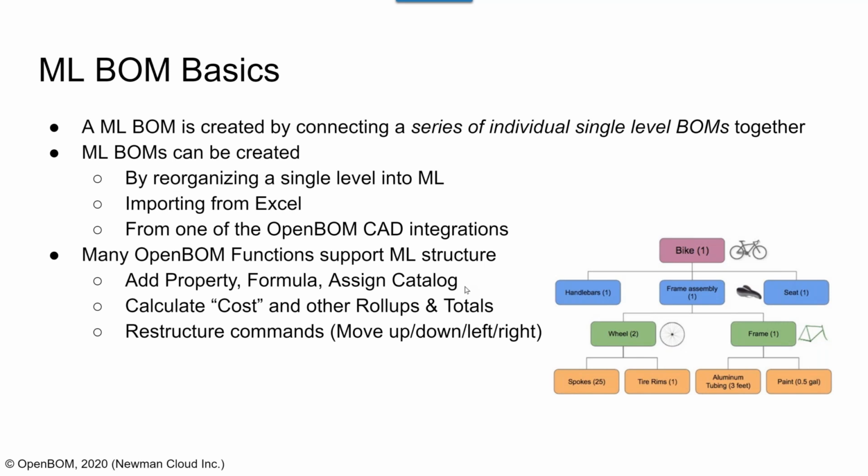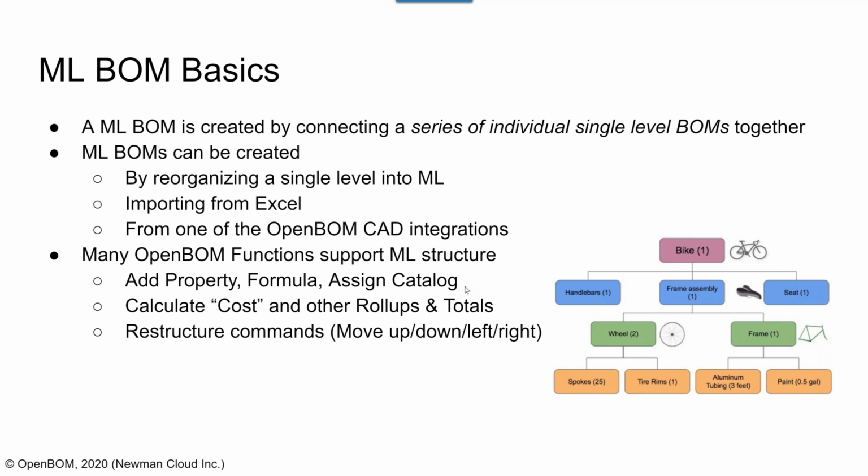So many OpenBOM functions are available in the multi-level structure. And as a matter of fact, some of them have some specific behaviors that we're going to look at today. Add property, the formula, and assigning catalogs are all operations in OpenBOM that have a multi-level component to it. We'll dive into that a little bit more, but for example, when I add a property or a formula, I have the choice of applying it to just the level that I'm at, or perhaps all the sub-levels as well. And when I assign a catalog, that assignment is all automatically added to the sub-levels.